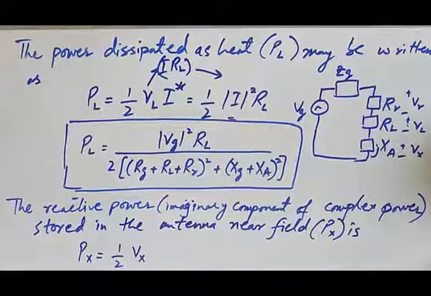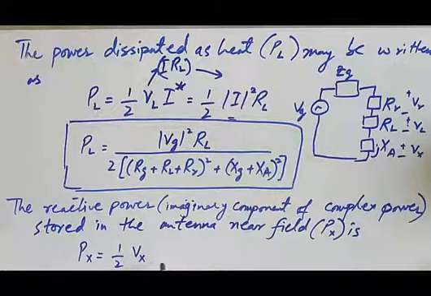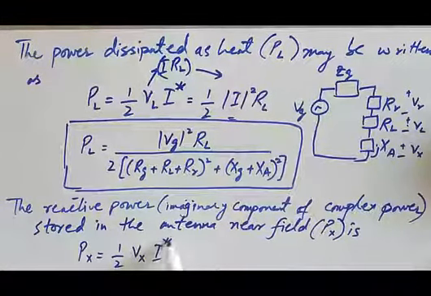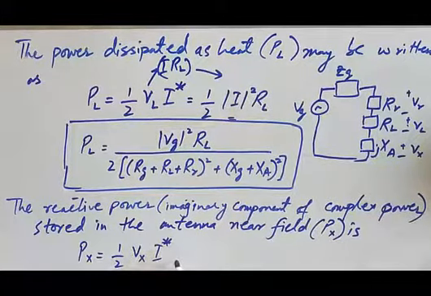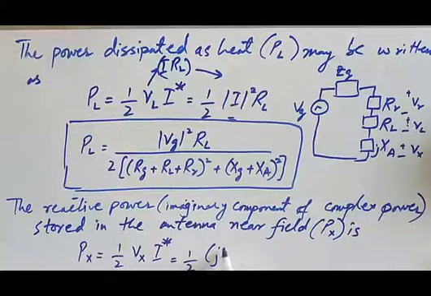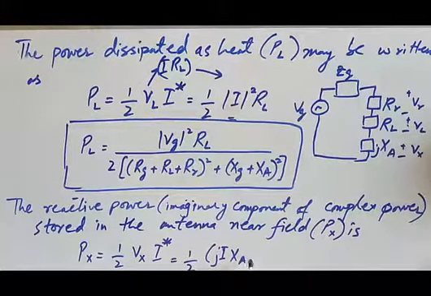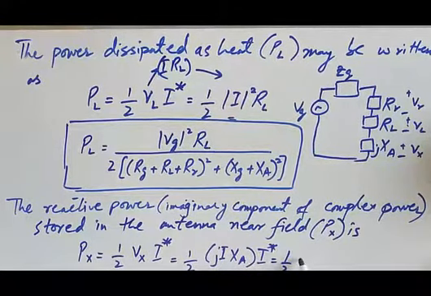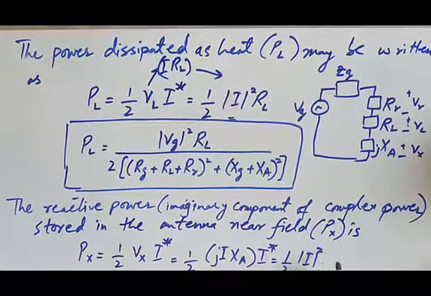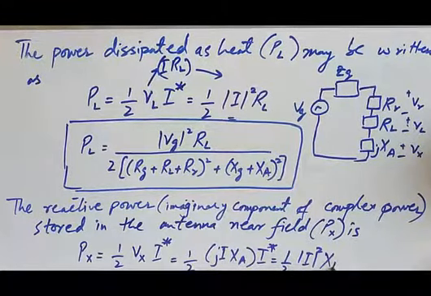So here we can easily find that PX is equal to half VX into I conjugate, and in the same way we can say this is equal to half jIXA into I conjugate, which gives us the I magnitude squared into XA.